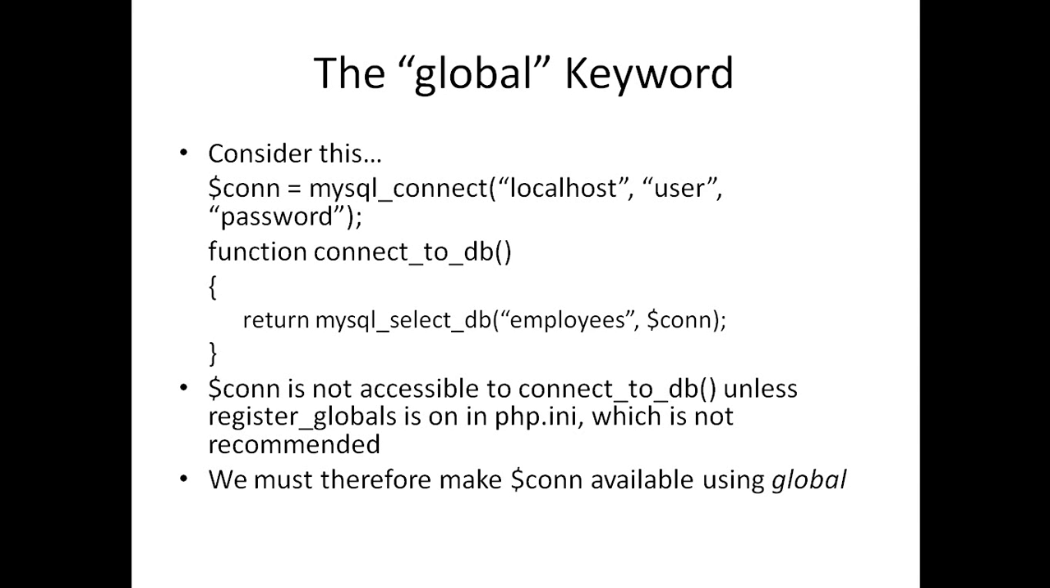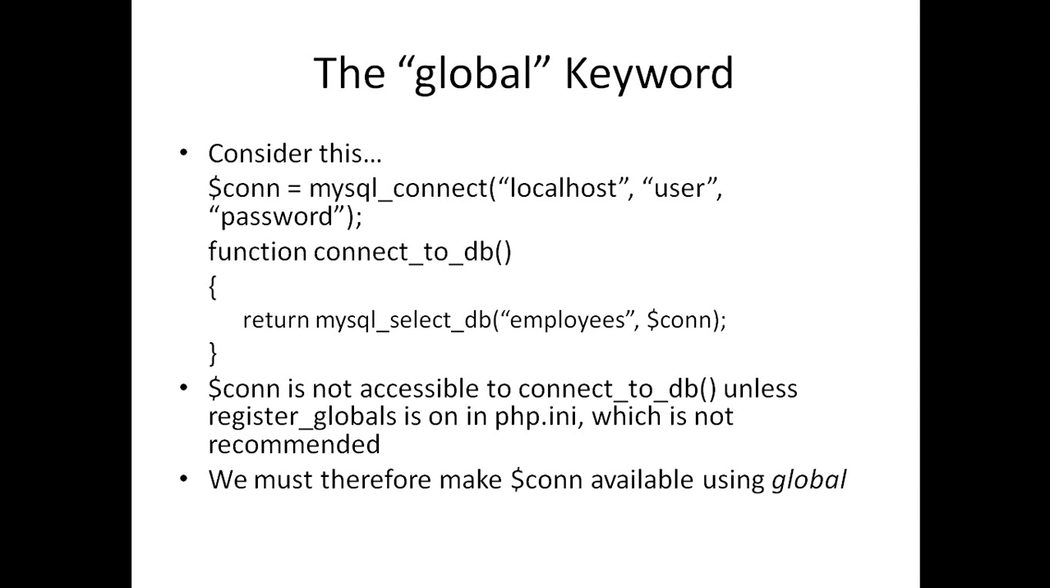Function connect to DB, return mysql_select_db employees, $con. The syntax for mysql_select_db, which we'll also talk about in the MySQL unit. You're passing it a database. You don't have to pass it a connection identifier, however; if you don't, it uses the last one that's defined. In this particular case, we're forcing the connection to be the $con. However, as my note says, $con is not accessible to connect to DB unless register globals is on in PHP, which is not recommended.